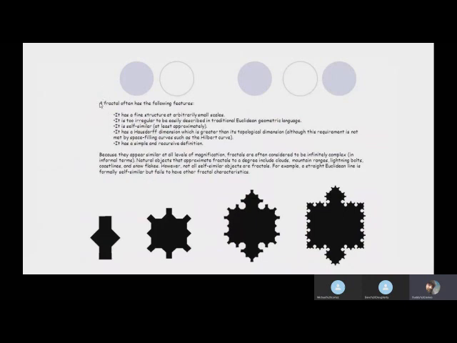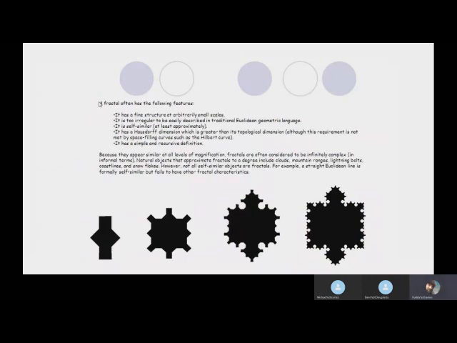A fractal often has the following features. It has a fine structure at arbitrarily small scales. It is too irregular to be easily described in traditional Euclidean geometric language. It is self-similar, at least approximately. It has a Hausdorff dimension which is greater than its topological dimension, although this requirement is not met by space-filling curves such as the Hilbert curve. It has a simple and recursive definition.